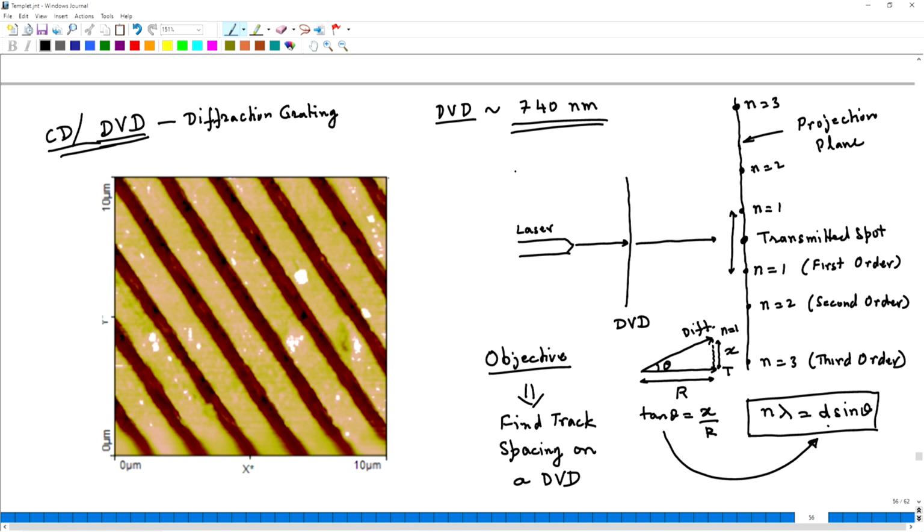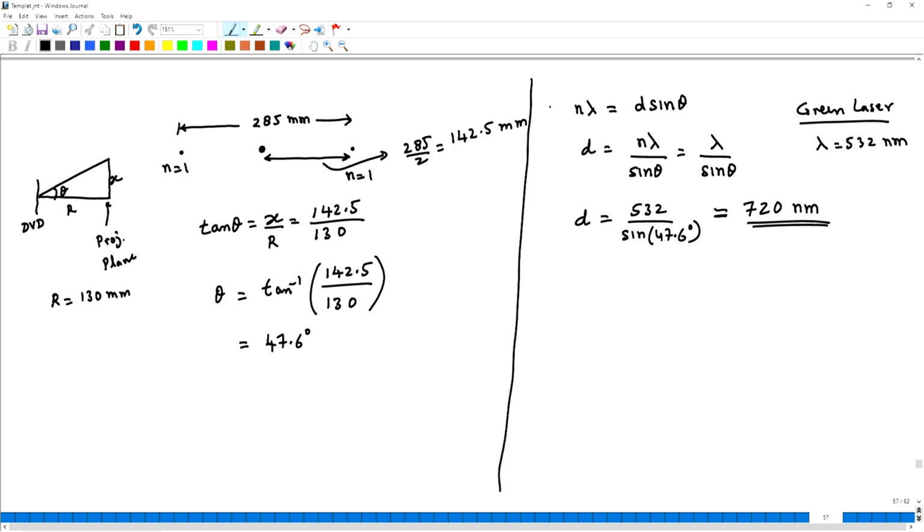So, I would say this is a pretty good value, because our setup was quite crude, and our measurements were also crude. I had used a simple ruler which has a resolution of only 1 millimeter. If I improve all of those measurement tools, align the laser properly, and align the DVD properly, then we would be able to get an even better value than this. But even for such a crude experiment, we get quite a good value for the DVD.